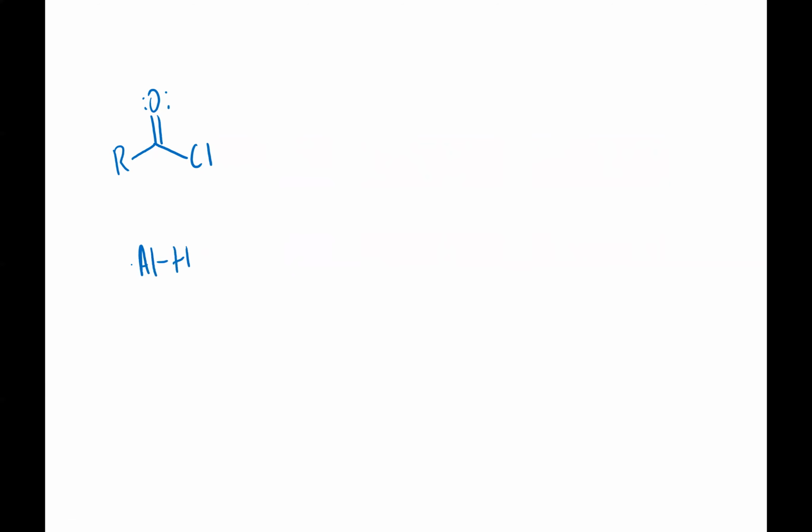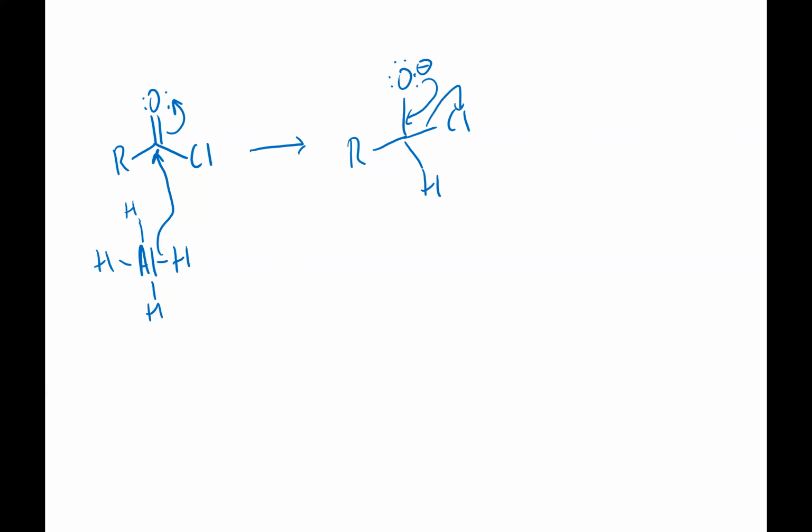Here's our aluminum hydride. The hydride is delivered, so we get a nucleophilic attack at the electrophilic carbonyl carbon. We get an intermediate with a hydrogen here. We reform the carbonyl and kick out the leaving group. So our intermediate, when we use lithium aluminum hydride, is an aldehyde, but this doesn't stop at this stage.